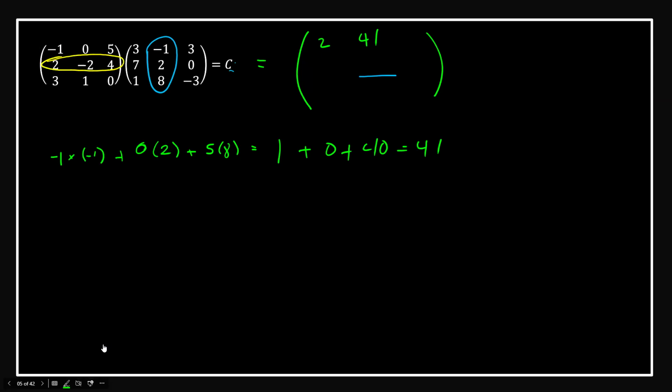All right, so now we'll do the same math. It's going to be 2 times -1, and it'll be -2 times 2, and it'll be 4 times 8. From this, we get 2 times -1 is -2, plus -2 times 2 is going to be -4, plus 4 times 8 is going to be 32. Add it all up together, we're going to get 26 in this element here in the matrix.